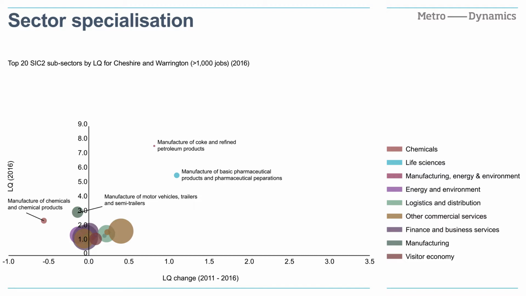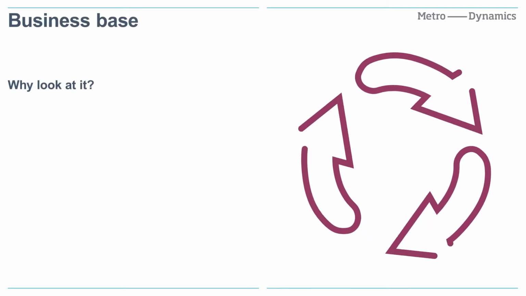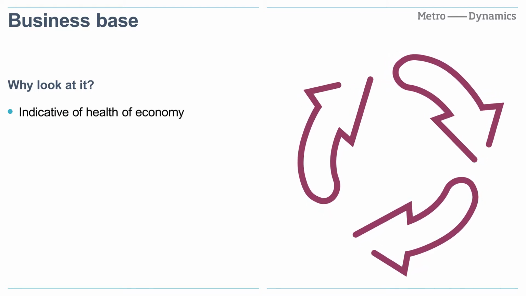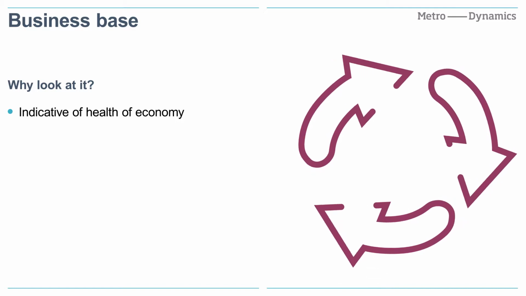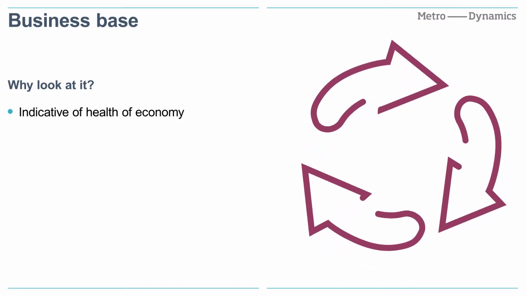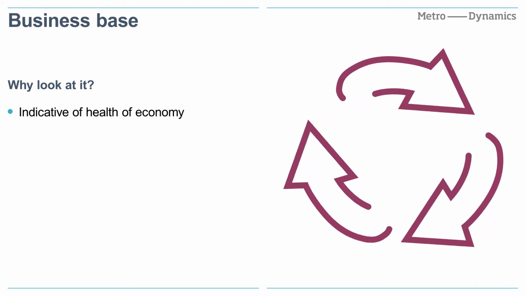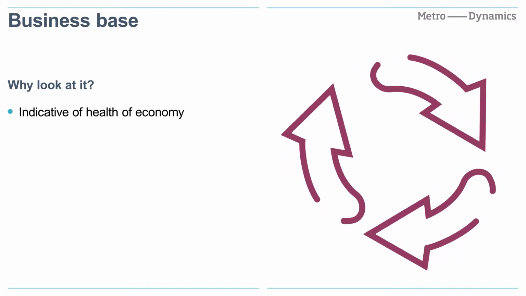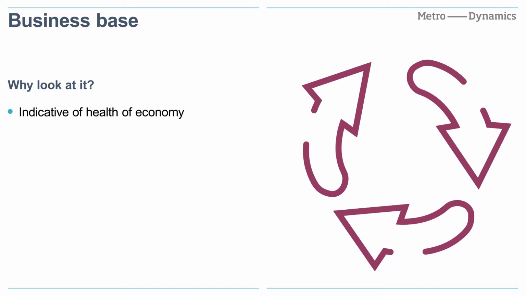Next, we can look at the business base of the economy. This is helpful for 2 reasons. Firstly, it's an indicator of the health of the economy. Enterprise is often considered one of the 4 factors of production, alongside land, labour and capital. An economy that is enterprising will see higher levels of businesses being set up. It may also see higher levels of business deaths. This creative destruction can be a sign of risk-taking and dynamism, and shouldn't be seen automatically as a negative.